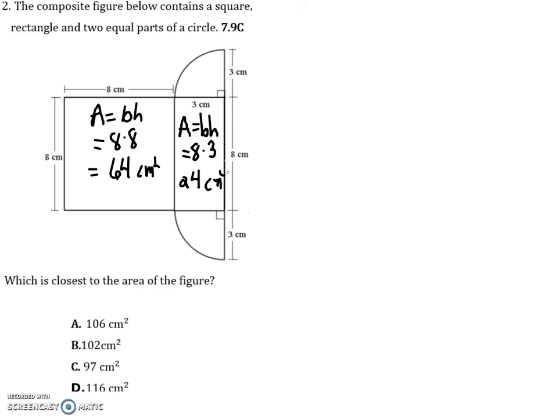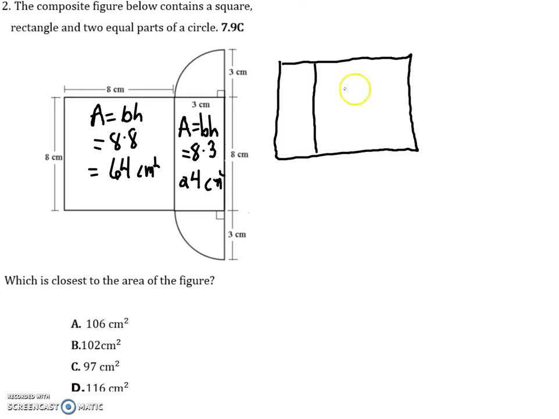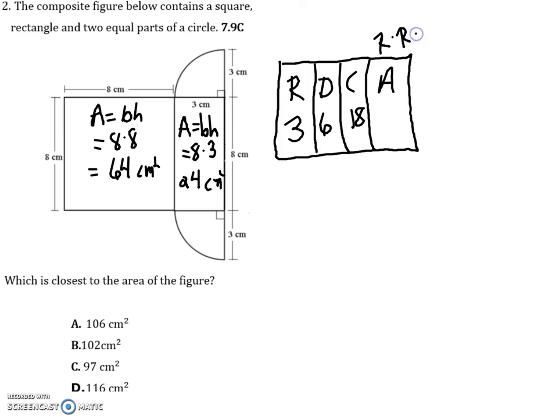Now we need to do the area of the circle. So to do the area of the circle, if you remember, we have an RDCA table. So the radius is 3. And if you want to fill out the rest, 3 times 2 is 6, 6 times 3 is 18. But we don't need the 6 and the 18 right now. To find the area, we're going to do radius times 3. 3 times 3 is 9, 9 times 3 is 27. But that's if we had a full circle.